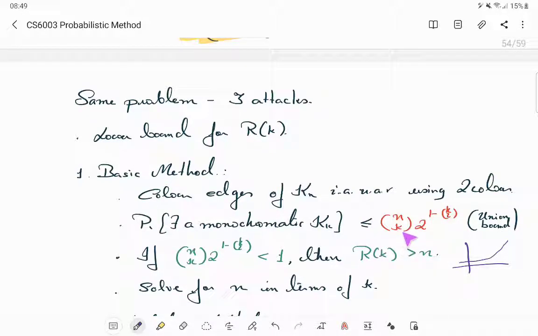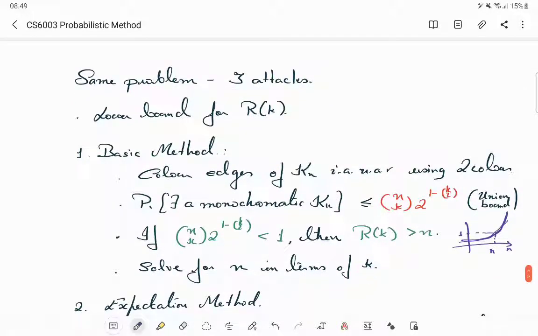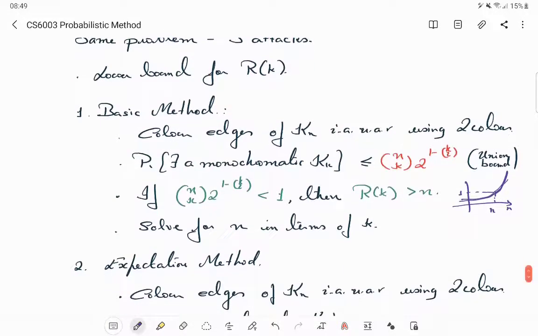It's almost like n to the power k. So if I am plotting this function with n as the x-axis, it will go like this, a k-th power graph. And which n do you fix? You look at where is your 1, right? And then that value of n, which is largest but still below 1, is what you will pick as your lower bound for R(k). All right, solve for n in terms of k. This is what we want. As long as this is strictly less than 1, our probabilistic argument will work, and we conclude that R(k) is greater than that.